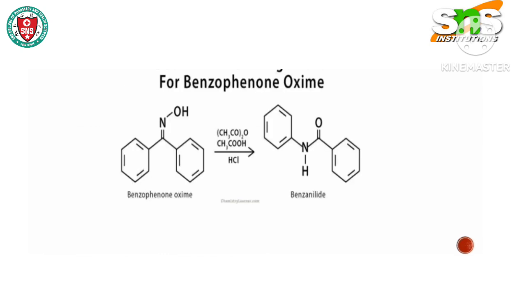So this is the reaction, that is benzophenone oxime in the presence of acetic anhydride, acetic acid and hydrochloric acid. So under acidic condition, this Beckmann rearrangement will take place. Here benzophenone oxime, C6H5 C=NOH C6H5, in the presence of acetic anhydride, acetic acid, hydrochloric acid will be converted into C6H5 NH C=O C6H5. So benzanilide will be formed from benzophenone oxime in the presence of acetic anhydride, acetic acid and hydrochloric acid.